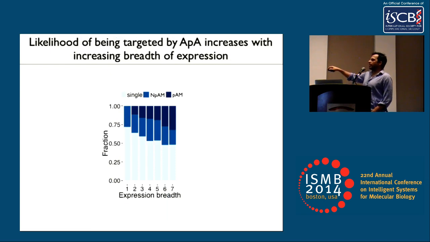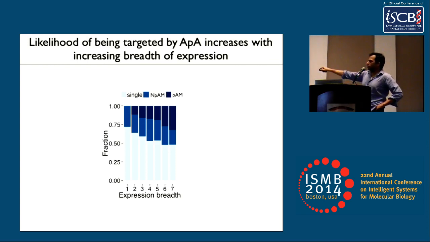Okay, so lastly, we've seen tissue-restricted versus ubiquitous and how single isoform or multi-isoform genes are stratified between the two. But if you look at increasing expression breadth, we know that the number of multi-UTR genes also increases, but moreover, the proportion of genes that are regulated by APA is increasing with increasing breadth of expression. So as genes are expressed in more cells, they have a higher tendency to be regulated by APA.